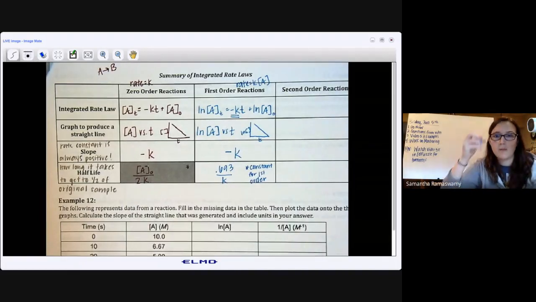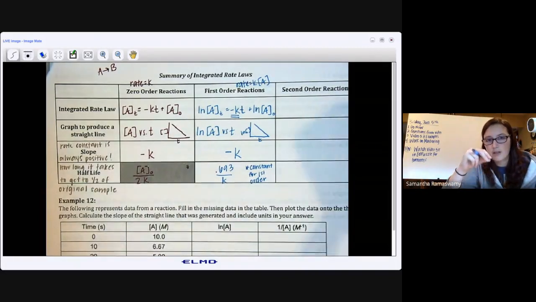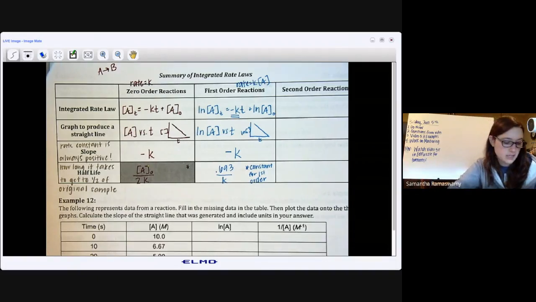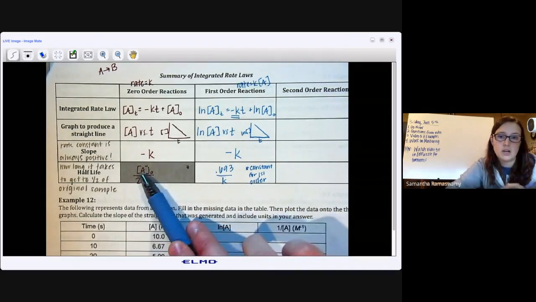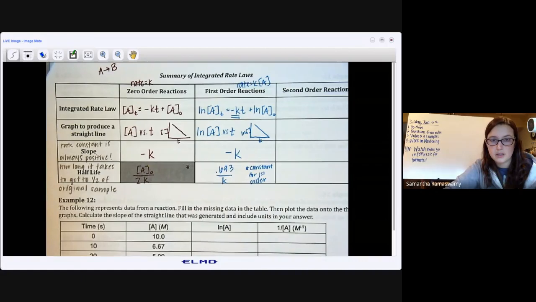So to get from my initial to half, let's say that's 10 minutes. Well, then going from the next sample to half of that is 10 minutes, and the next sample to half of that is 10 minutes. That means that it's a constant half-life. That tells you that it's first order. Zero and second order are not constant because it depends on the concentration that you're starting with.